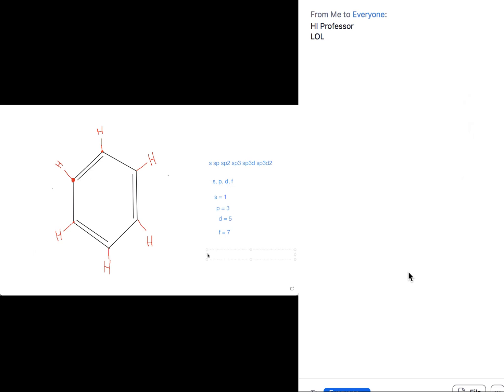And so we said, well, if we have a P, then it's going to be 3 lines. And that's why we have this 3 here. So when we drew D's, they had 5 lines. Do you remember that part from earlier in the semester? Yes. Okay. So that's why S is just 1, P is 3, D is 5, and F is 7.